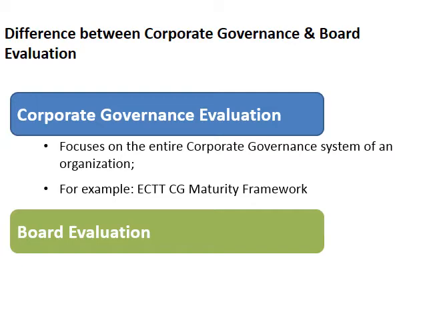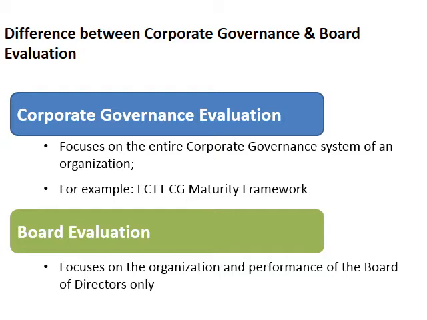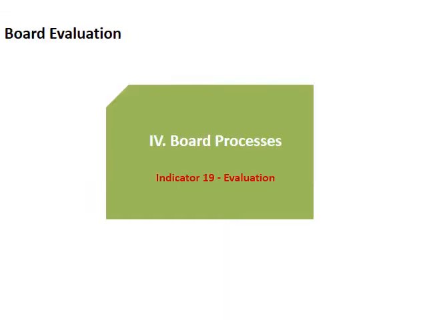Board evaluation focuses on the organization and performance of the board of directors only. The board evaluation is focused on one element of CG, and that is the board itself. A plan for the formal evaluation of the board's governance practices should be an item on the board agenda. The results should be discussed and a plan to remedy defects put in place.